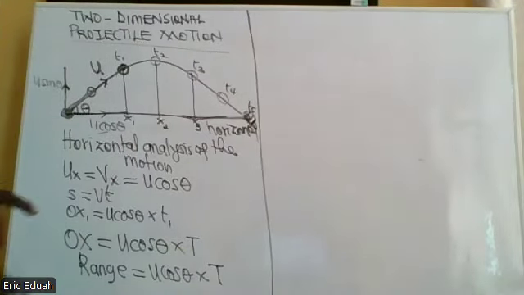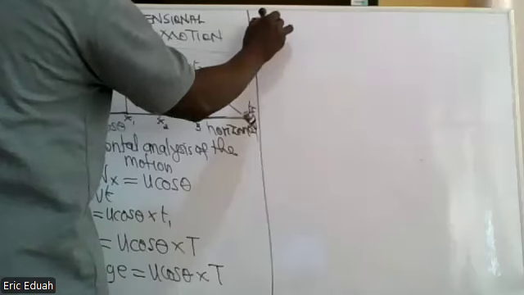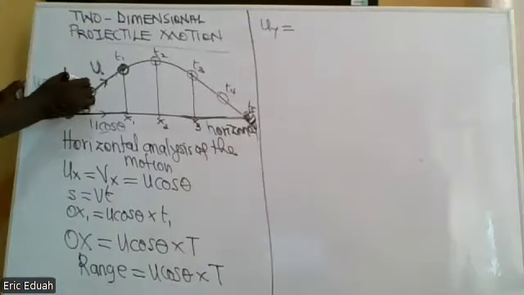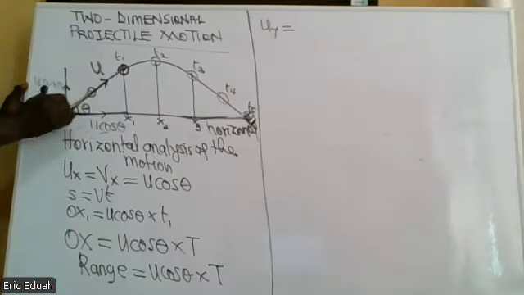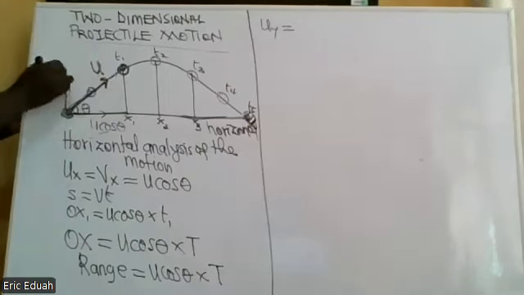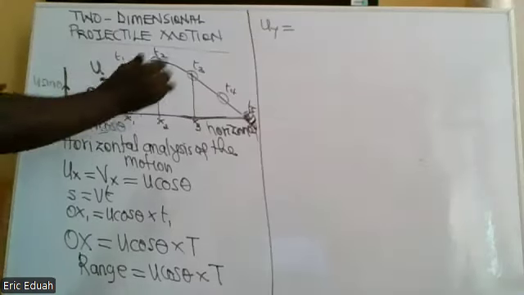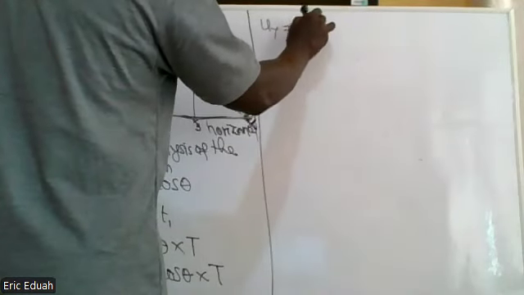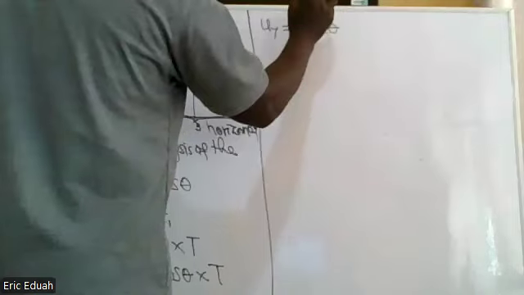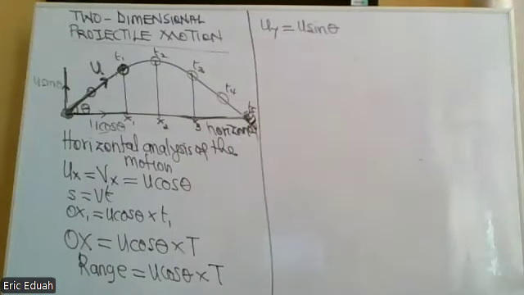Now, unlike one-dimensional motion where the initial vertical velocity is 0, here our initial vertical velocity has a value. Uy is the vertical component of the velocity of projection. The vertical component, this component. So the initial vertical velocity is u sine theta. This time around, it is not 0, as we saw in one-dimensional projectile motion.